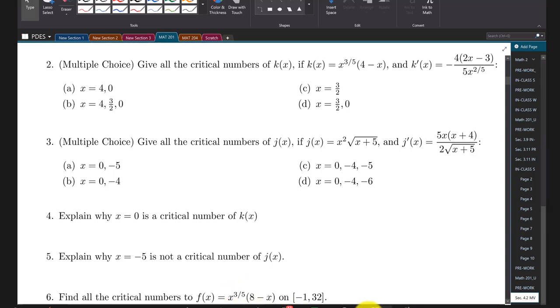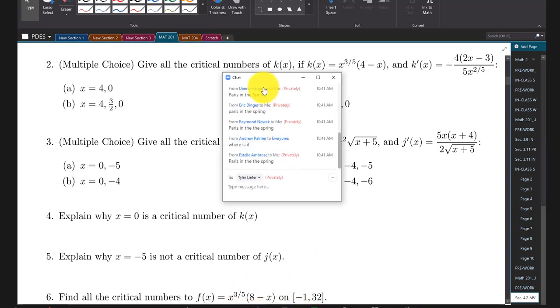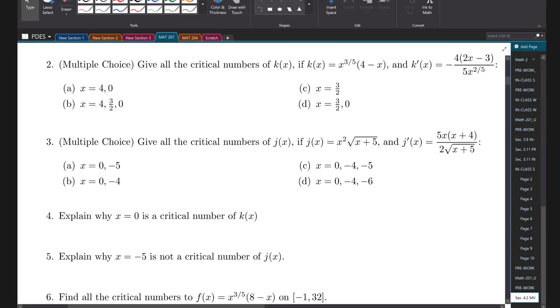When you're done, please send that to me in the chat so I know that you're done. Send me your answer choice for those, and then if you want, go ahead and keep moving down the document.